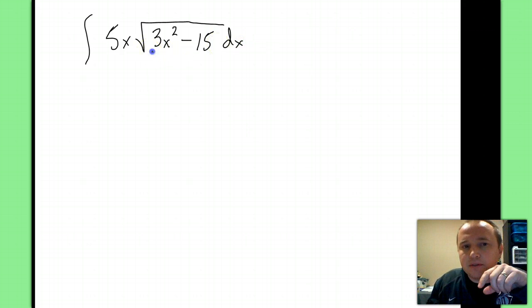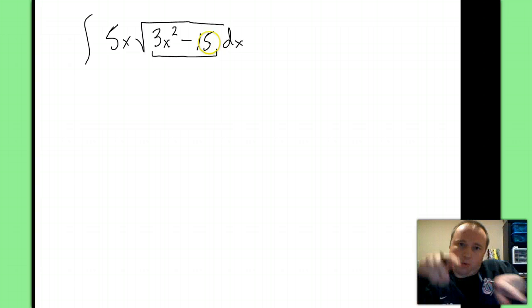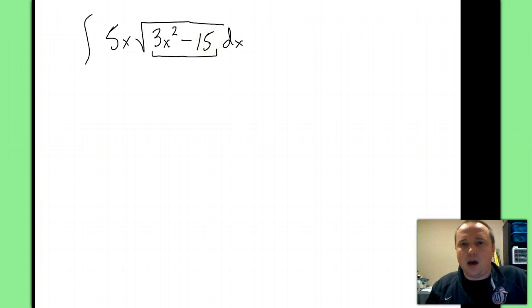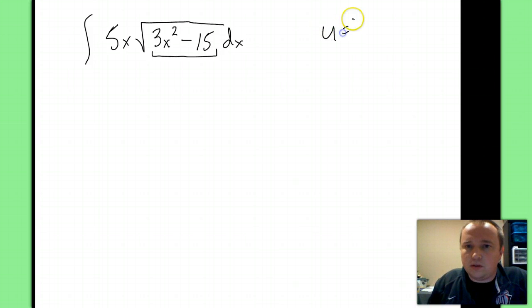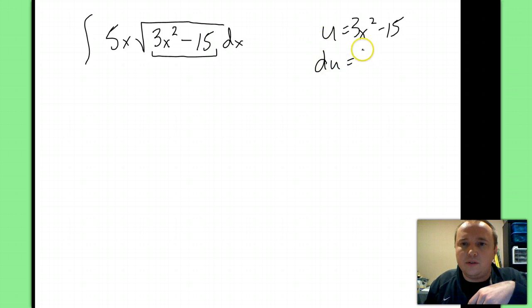If you think about this, this is the ugly part, the part that I need to deal with, because you see that square root there. You gotta say, well, u equals 3x squared minus 15. That's the thing that's inside my square root, so I gotta deal with that. So du is gonna equal 6x dx.